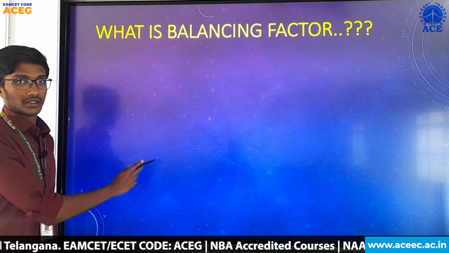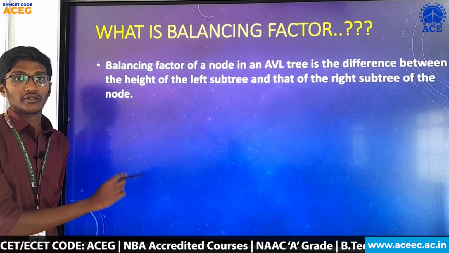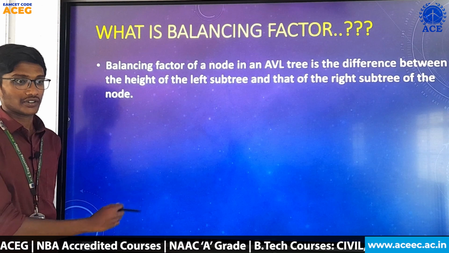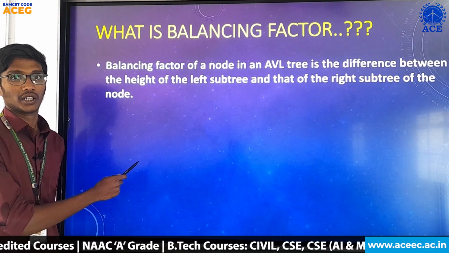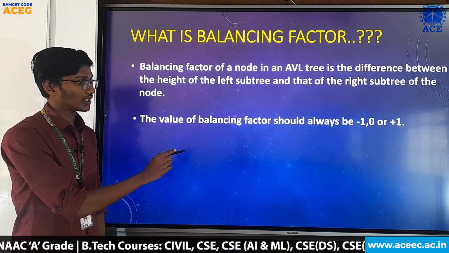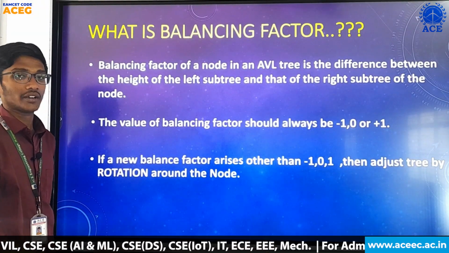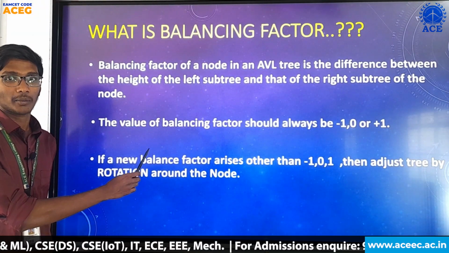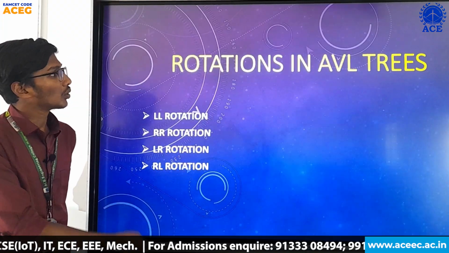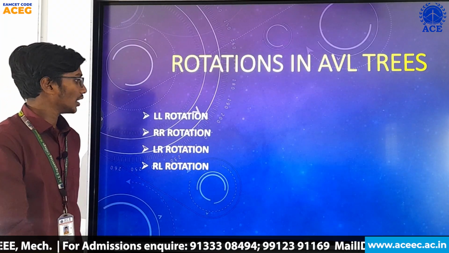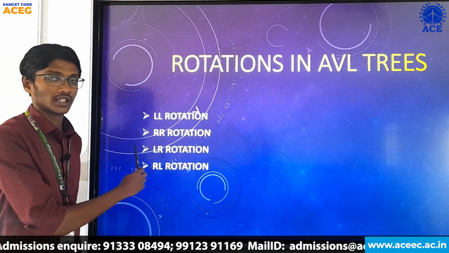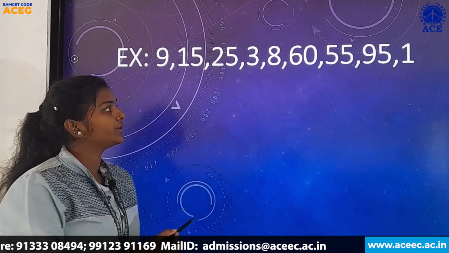What is the balancing factor? The balancing factor of a node in an AVL tree is the difference between the height of the left subtree and the height of the right subtree. The value of the balancing factor should always be -1, 0 or 1. If a balancing factor arises other than -1, 0 and 1, then we should adjust the AVL tree by applying suitable rotations. There are 4 types of rotations in an AVL tree: LL rotation, RR rotation, LR rotation and RL rotation. So now we are going to insert the above elements by using the AVL tree method.